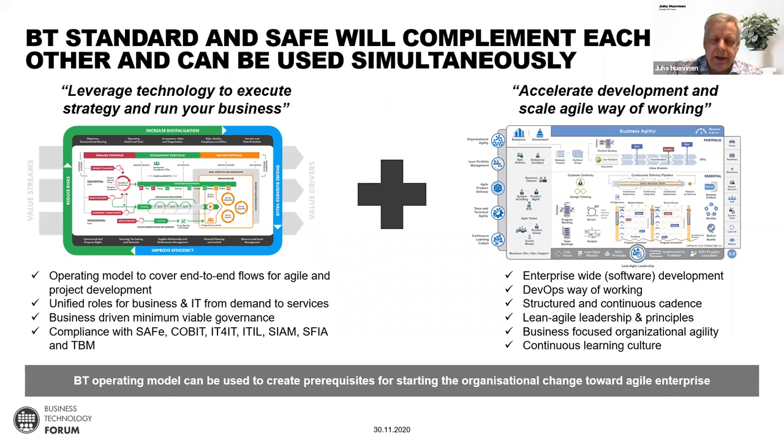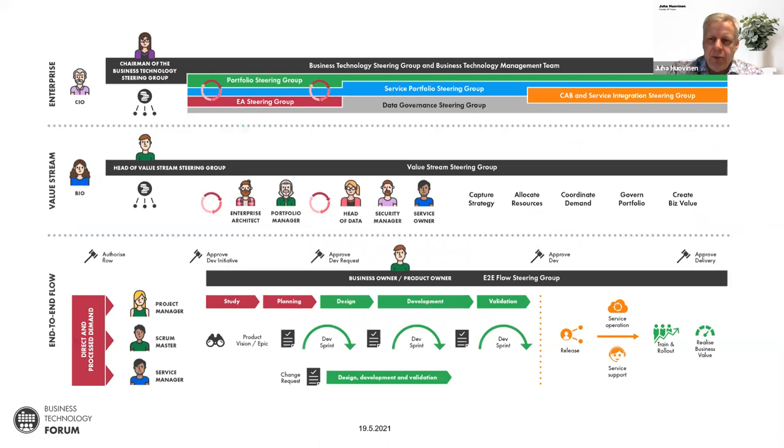Maybe the next one, and this will be my last slide in my brief introduction, is about minimum viable governance. The minimum viable governance has been achieved by introducing three levels of governance. The highest level is the enterprise. So that's covering your full organization. It will be the whole higher education institution you represent, or a company or whatsoever.